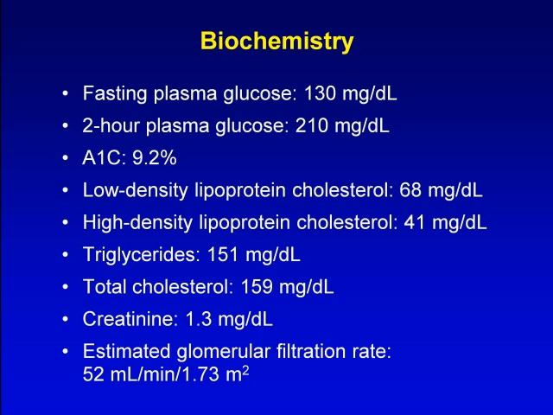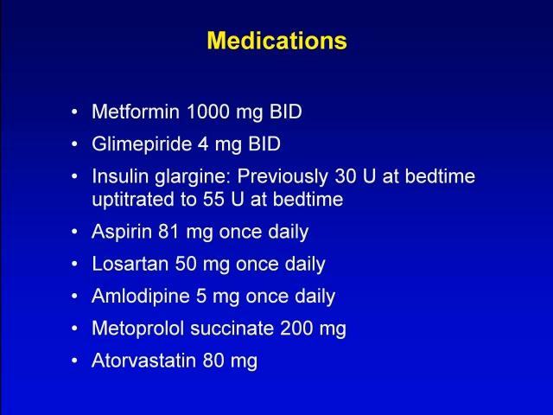His LDL is 68, HDL 41, triglyceride 151. His creatinine is 1.3 with an eGFR of 52. He currently takes metformin 1,000 twice a day, glimepiride 4 twice a day, glargine 55 at bedtime. Takes an aspirin, losartan, amlodipine for his blood pressure. He also takes metoprolol and atorvastatin at 80 milligrams a day.